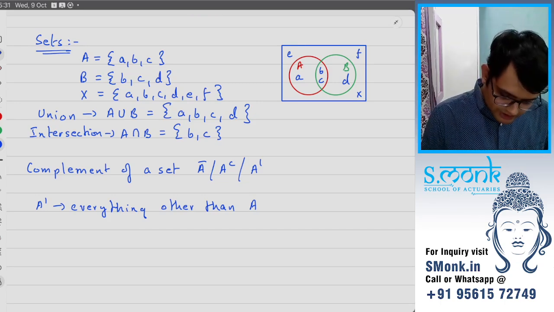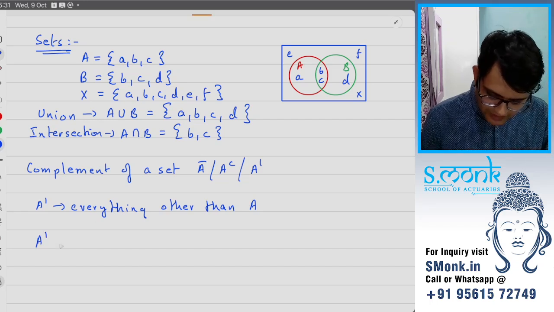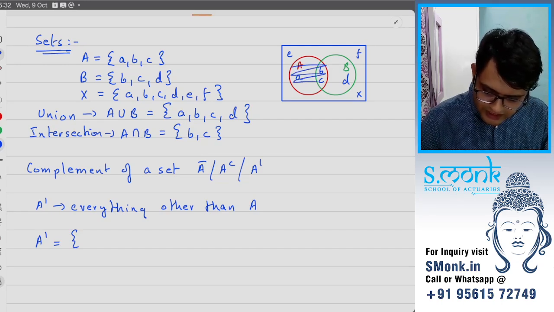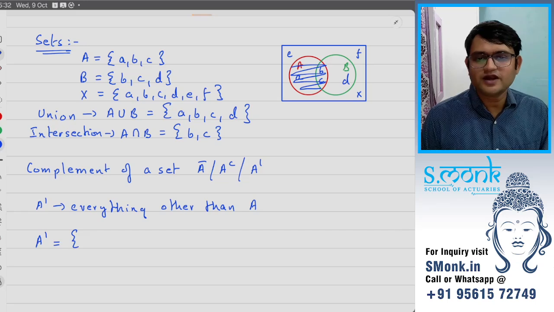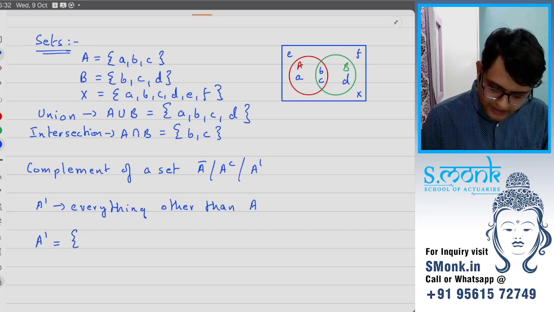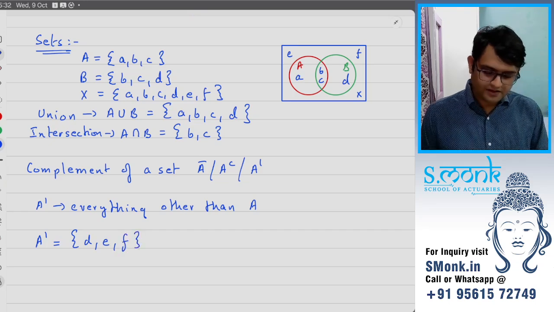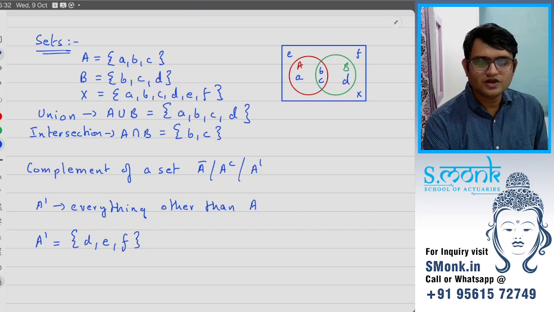So in such a case, if I say A complement, it means everything other than A. It will contain everything but not this A. I'll have to remove everything that is part of A. So A, B, C would not come in the complement, and I will have D, E, F. This will be the complement of A.